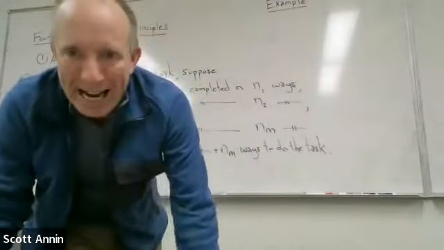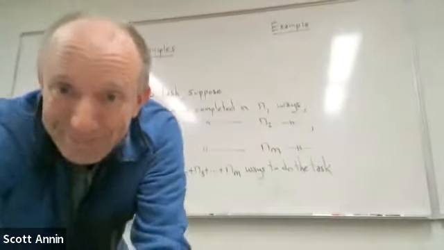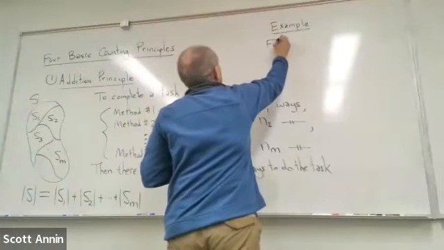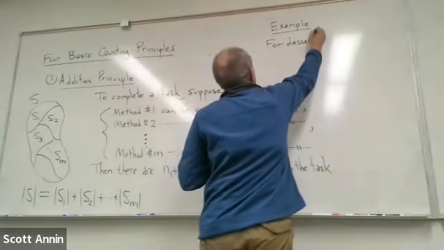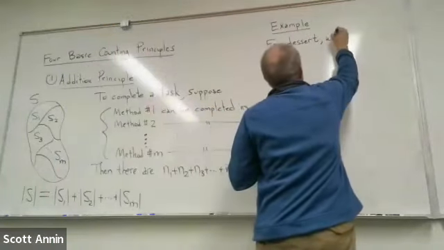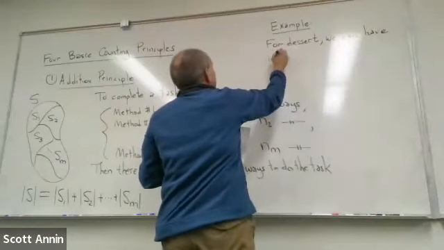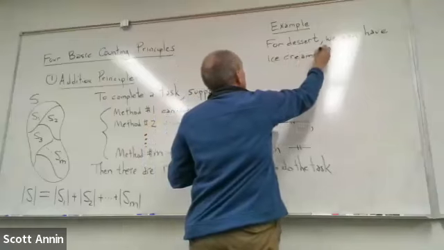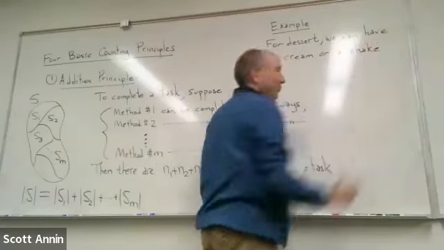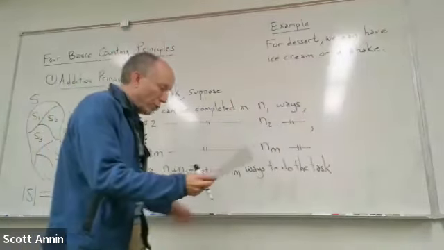Let's suppose that the task before us is to choose a dessert that we would like to have after our meal. And let's suppose that for dessert, we can choose, or we can have, ice cream or a shake. Can't have both, unfortunately, have to choose one. Either ice cream or a shake.